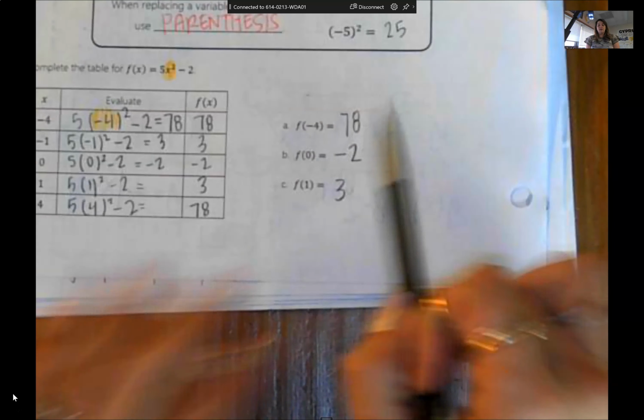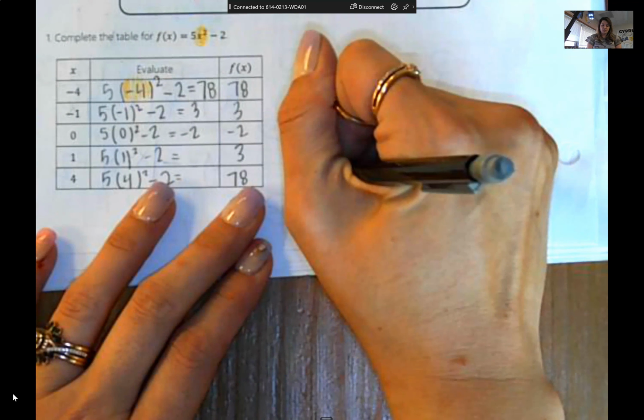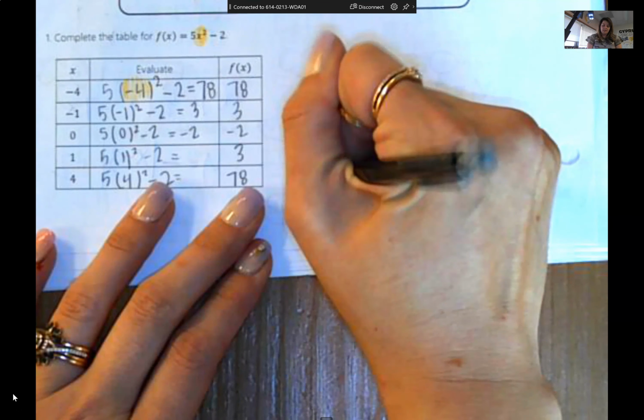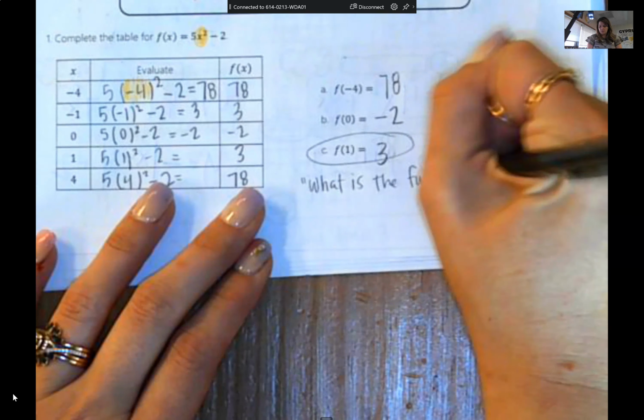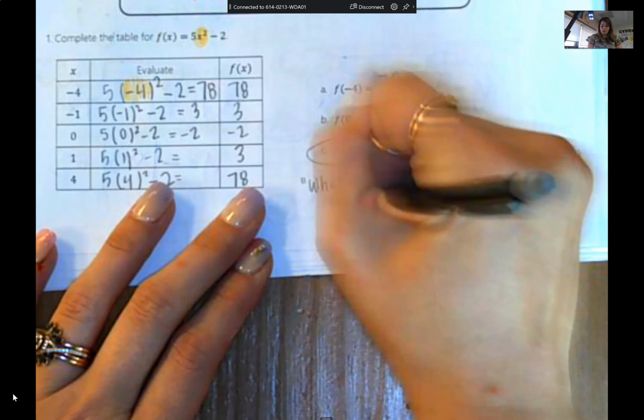Then over here, we were talking about how if they ask you to find f of -4, what they're really asking you is what is the function, so this function, when x is -4. So I just wanted to write in at the bottom of this page what this actually means, or what it's asking you. It's asking you what is the function when x is 1. Now, if you don't feel like writing that down would be helpful to you, then you don't have to write it down.